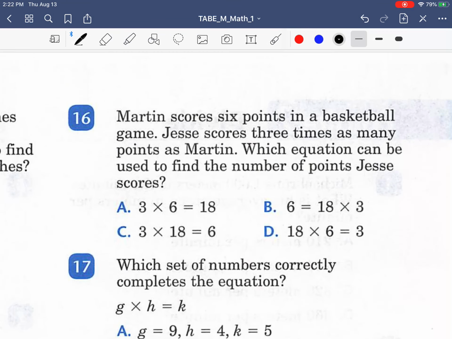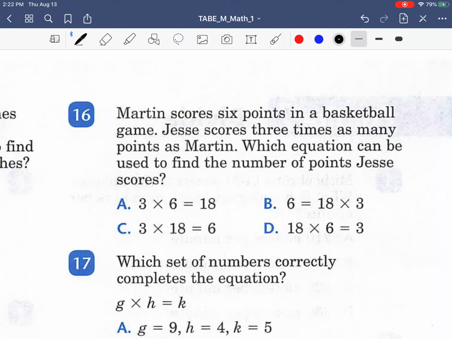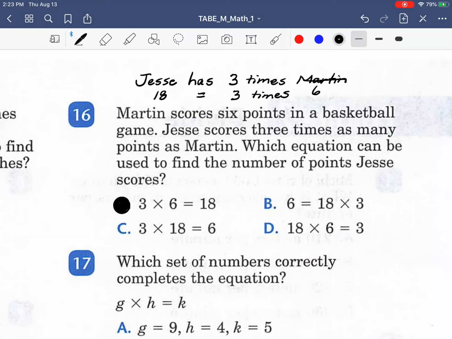Number 16. Martin scores 6 points in a baseball game. Jesse scores 3 times as many points as Martin. So Jesse has 3 times Martin, and we know that Martin had 6 points. So what is 3 times 6? That's 18. That's Jesse's points. So 18 equals 3 times 6. That's the equation I'm looking for, and that is A. Number 16, the answer is A. We did have to do a little math on that one.